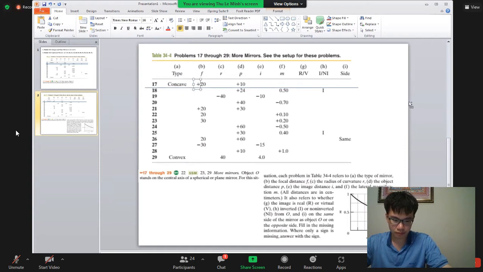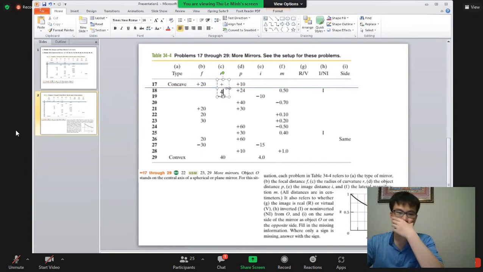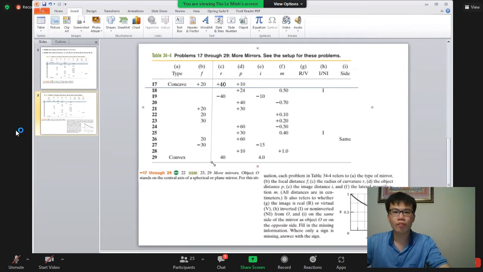And from the relation between focal length and radius, R equals 2F. So you should fill in the R column: plus 40. Right. I should make several lines here to separate.